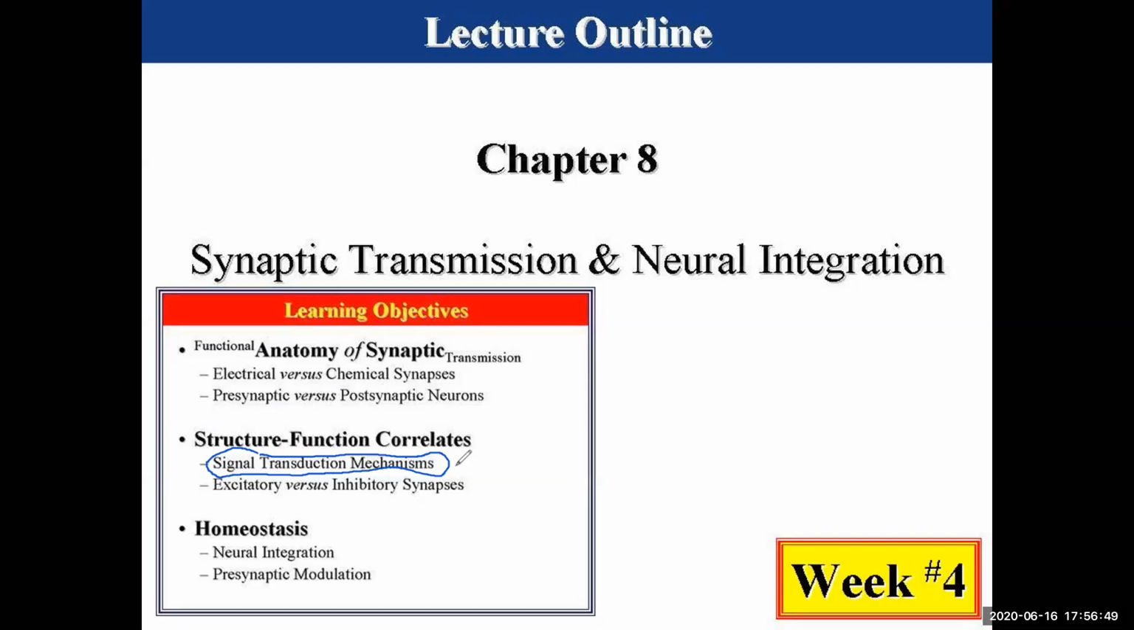Once the neurotransmitter binds to that receptor, that transmembrane protein acting as a receptor, what happens? That will bring in the signal transduction mechanism, the signal transduction cascades, the events that basically follow after the interaction between the neurotransmitter and its specific receptor.